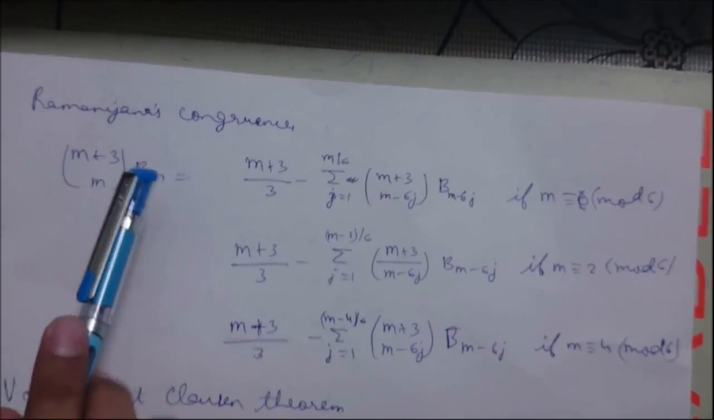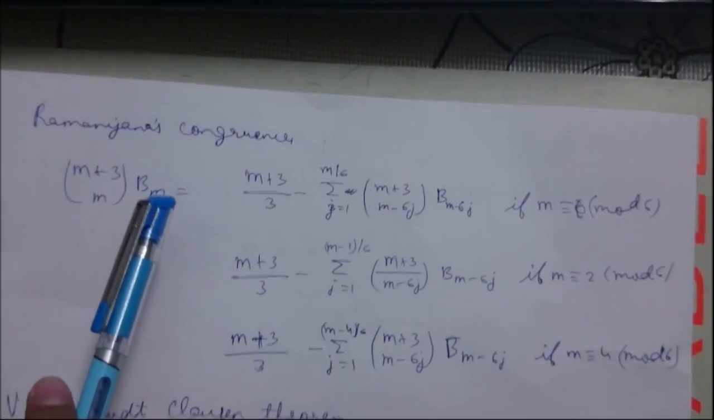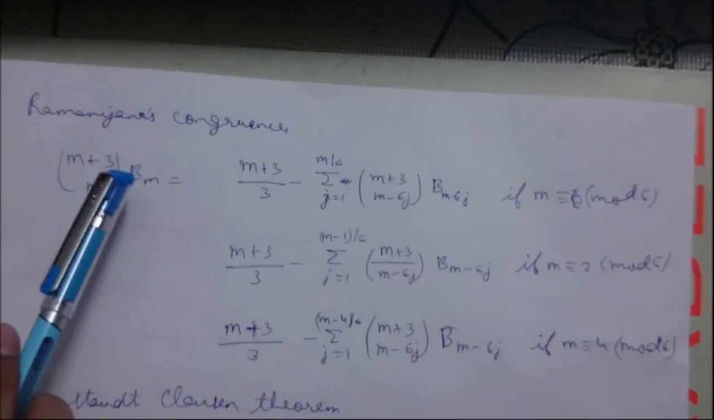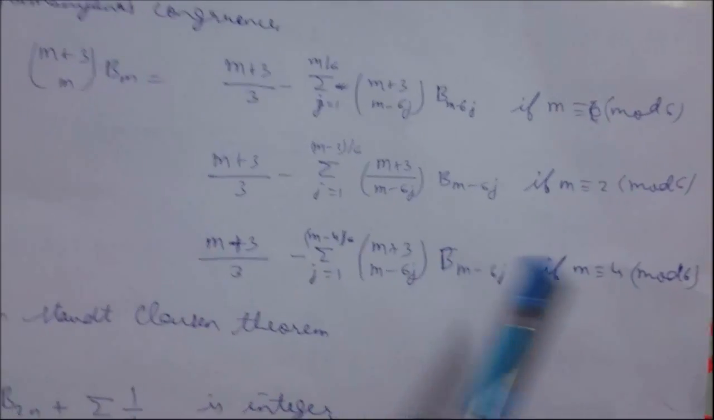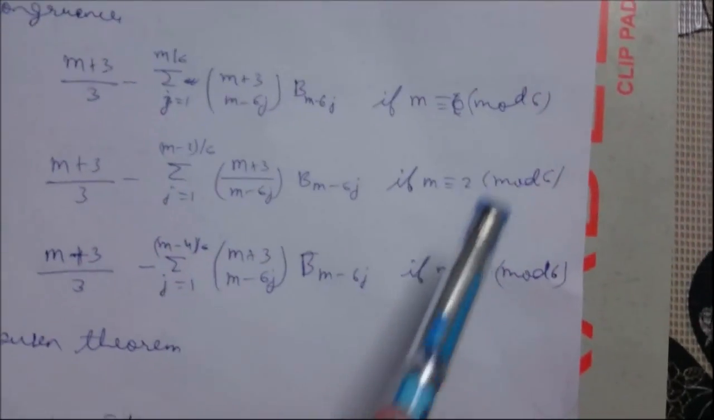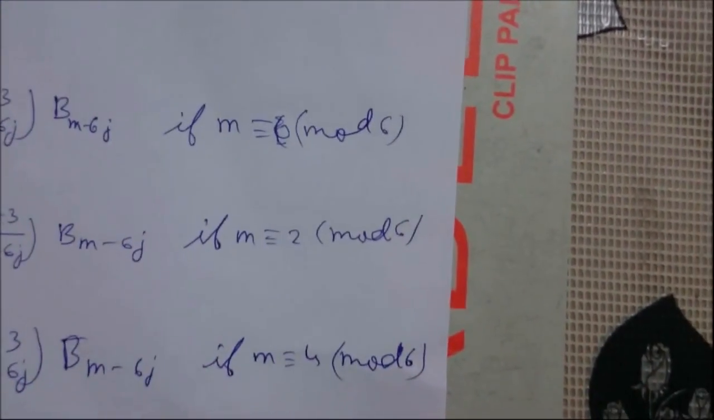The following relations provide a method for calculating Bernoulli numbers that is more efficient than the one given by their original recursive definition. As you can see, there are 3 cases for 3 different mod values by 6.